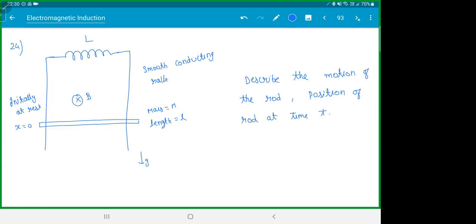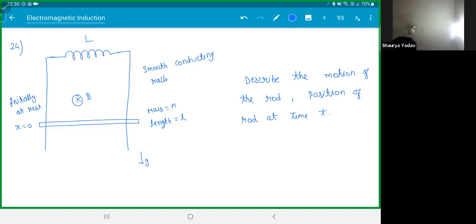Try 2-3 minutes. Then I'll show you how to handle this. Anyone figure out what kind of motion you get? Sir, 1 minute. Yeah. Try. Take a minute or two.